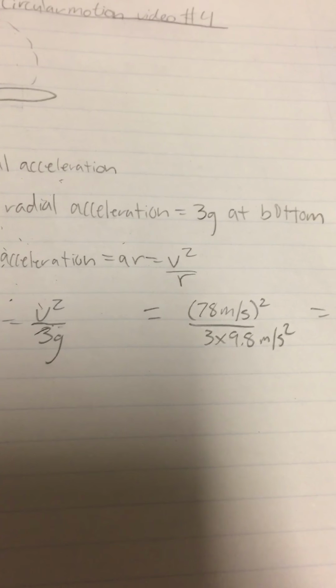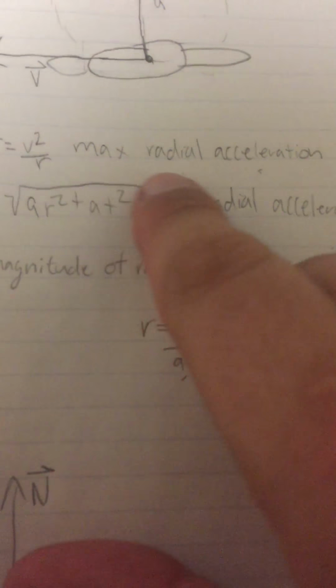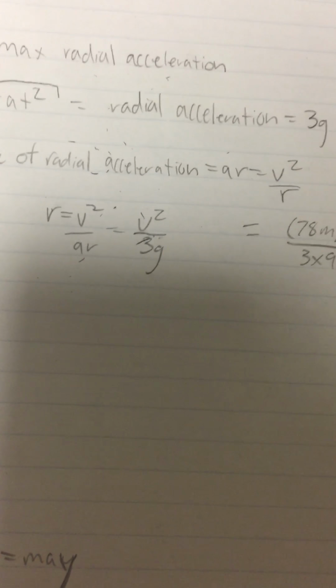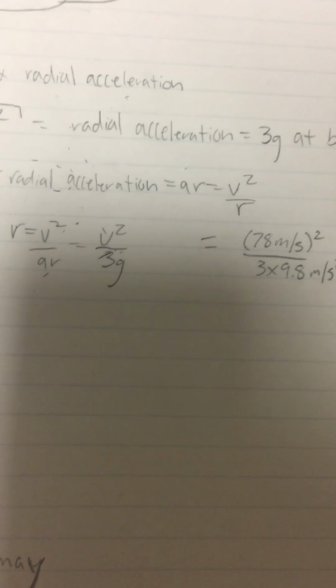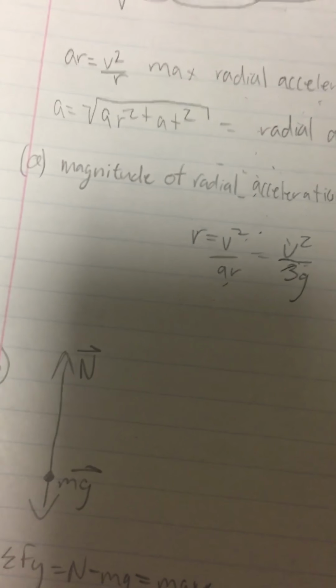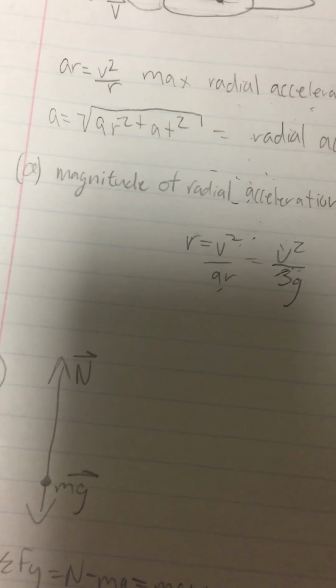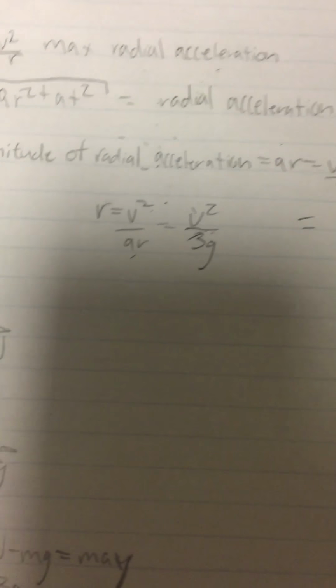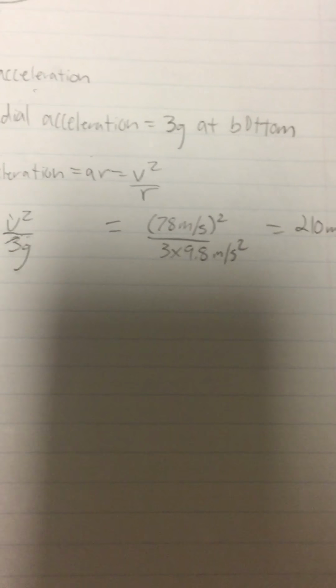So, for starters, we need to understand that for the minimum radius, we can use the maximal possible radial acceleration, which is a sub r, equal to v squared divided by r. And for the maximal radial acceleration, the tangential acceleration must be 0. So now the magnitude of the acceleration a is equal to the square root of a sub r squared plus a sub t squared. And because of this, the radial acceleration component has a magnitude of 3 g at the bottom.